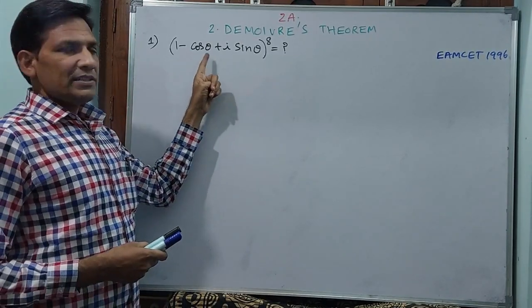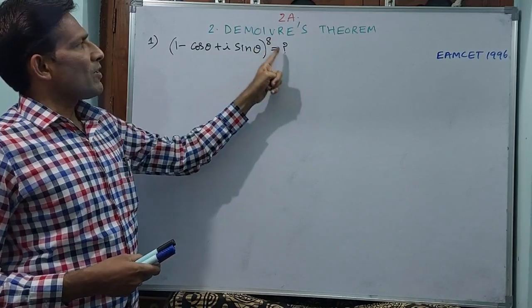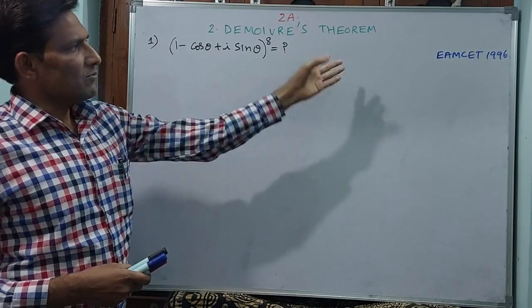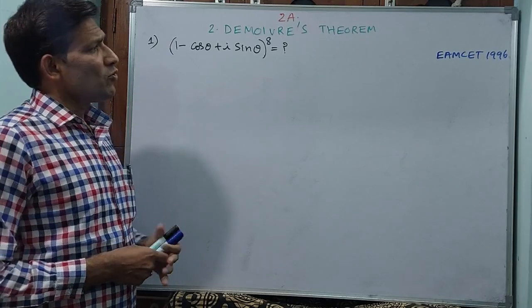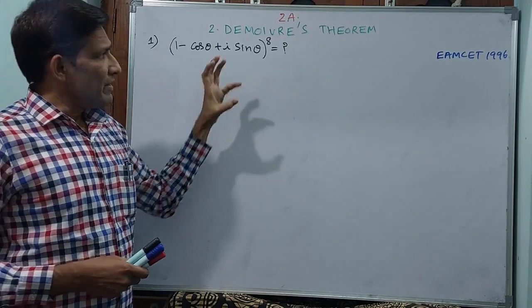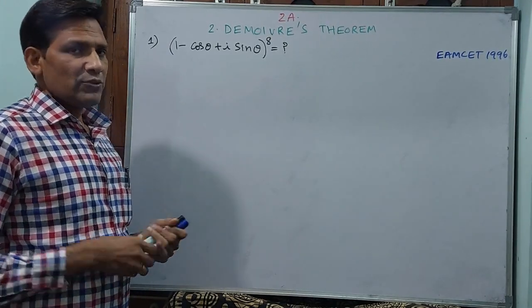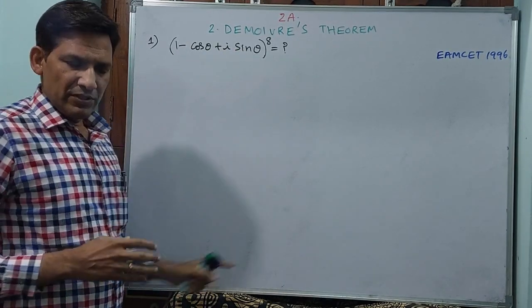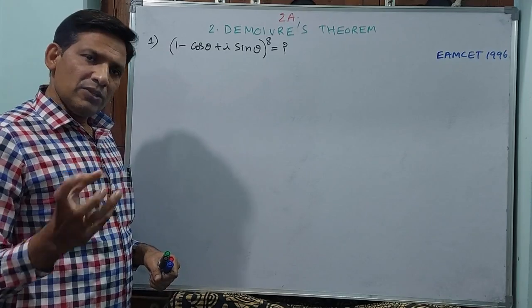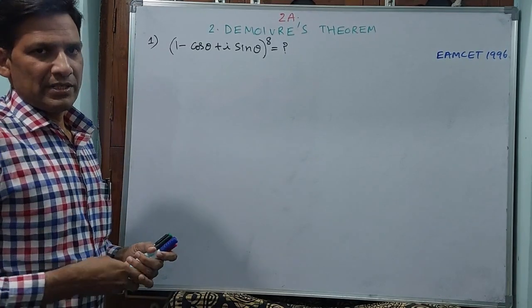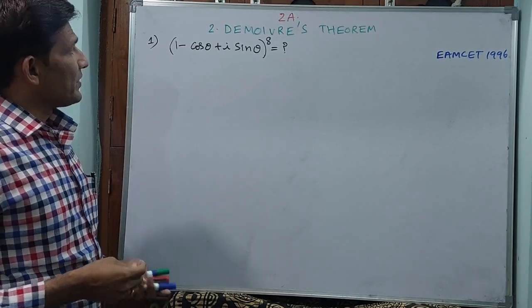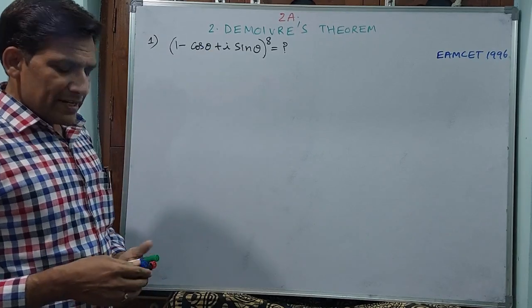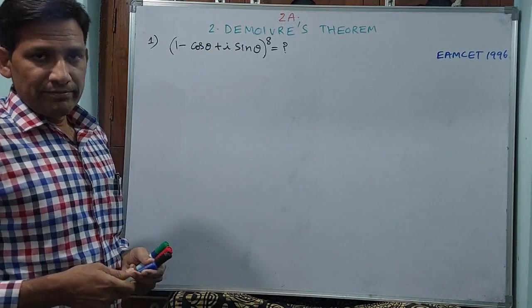(1 minus cos theta plus i sin theta) whole to the power of n is equal to how much, they are asking. This question was asked in Eamcet 1996. Don't bother about the year; I am taking different models so that you understand. Why? Because after seeing all my classes, you should be able to attend your Eamcet examination. Okay. Before proceeding, let us write the standard De Moivre's theorem.